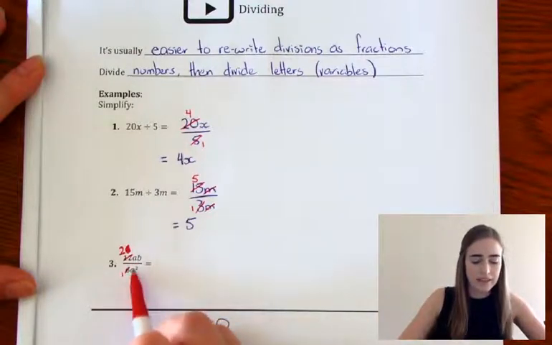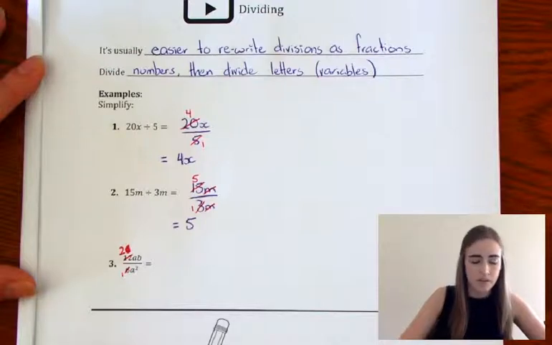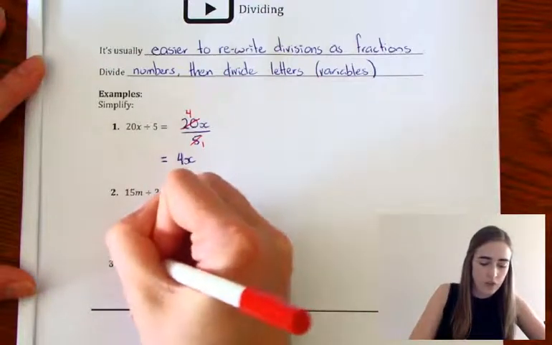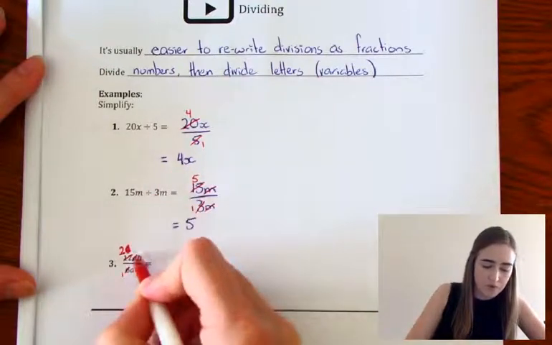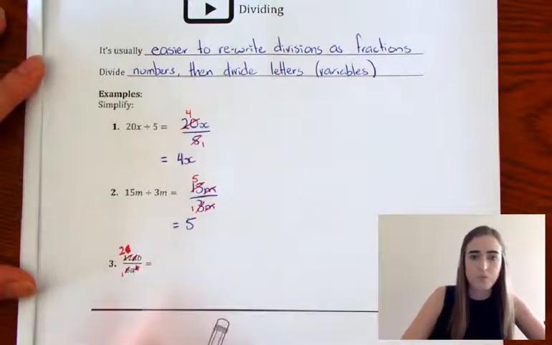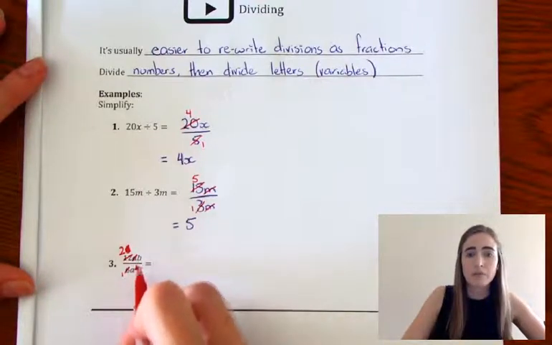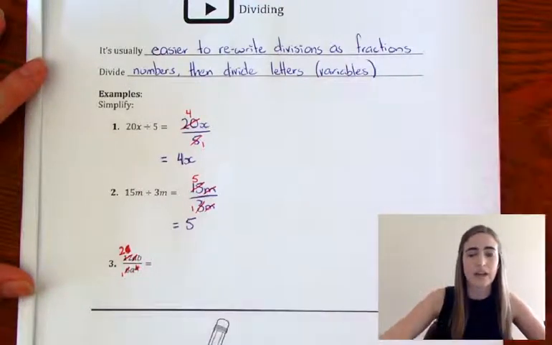Then we can look at our letters. So we've got an a on the top and we've got an a squared on the bottom. So we can cross off one a from both of them. So we'll cross off the a there and we'll get rid of that squared. So there's just one a left on the bottom. And the b, there's no other b's on the bottom, so we can't cancel that out at all.